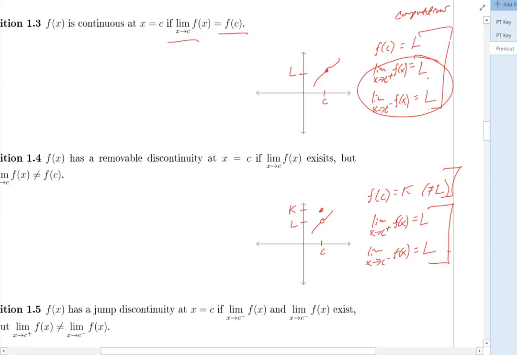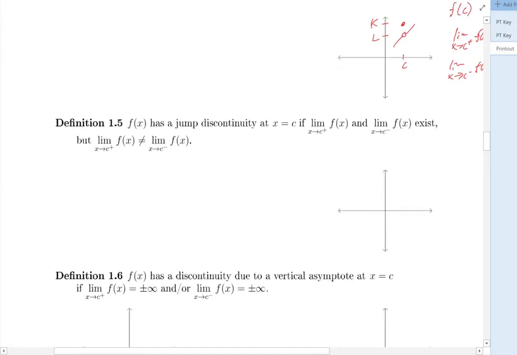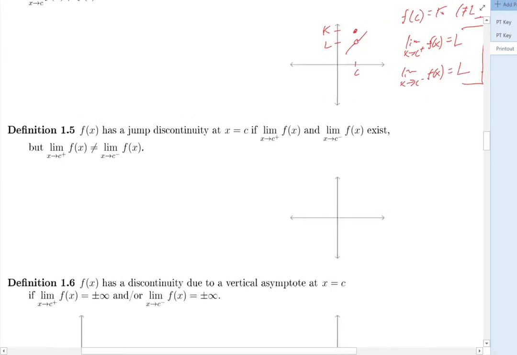But the limit does not equal f of c, yes, because the two-sided limit will equal L, and then since this does not equal L, that's what makes it removable. So do you see the logical connection between doing the three-step computations and then this official definition? Cool. Next two are the jump and the vertical asymptotes. So f of x has a jump discontinuity if the one-sided limits exist but are not equal to each other.